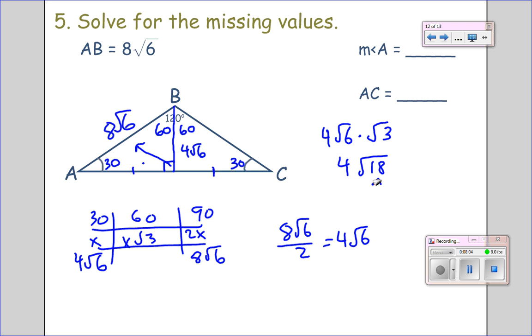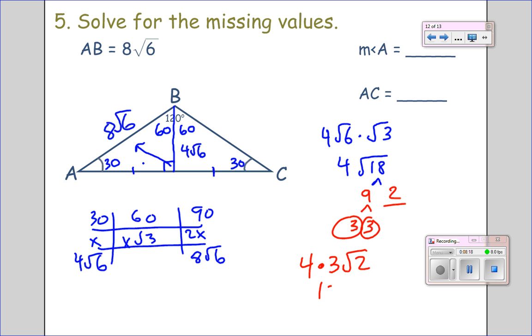We got to break 18 down now, so I'm going to move this away. So 18 is 9 times 2, prime. 3 times 3, prime, and a pair. So 4 is already outside, so I pull out a 3, and I leave in a 2, so 12 root 2 is this portion. Now over here it wants angle A, which is 30 degrees, and it wants AC, so the whole thing. So I have to double 12 root 2. 12 doubled is 24, square root 2.